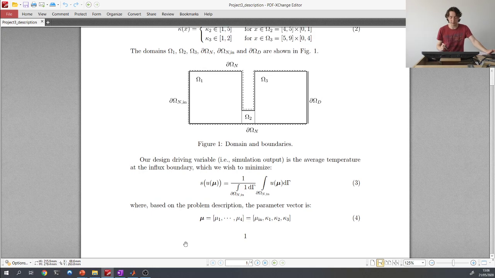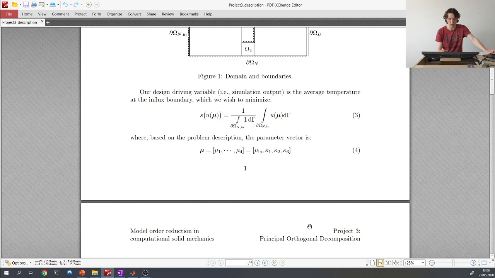So the output of your simulation should be the average temperature. So u is now a representation of temperature, and we're normalizing here by the width. So we get sort of the average temperature on the inflow, and our parameter space is going to be our inflow heat, the heat influx, and the different conductivities in each of the different blocks.